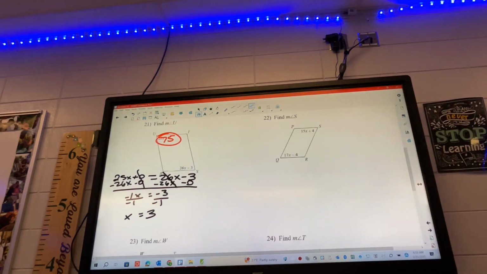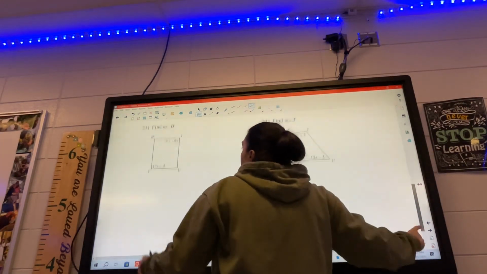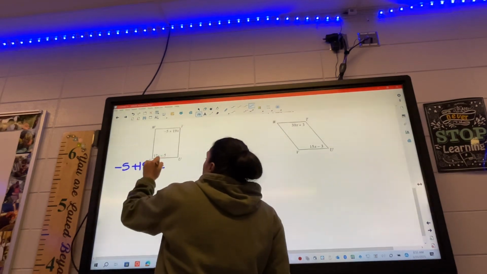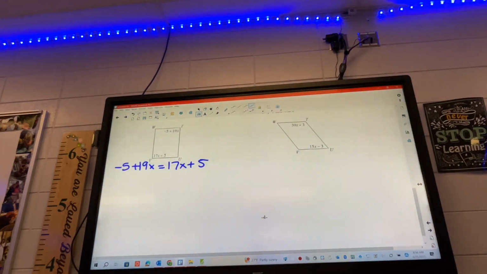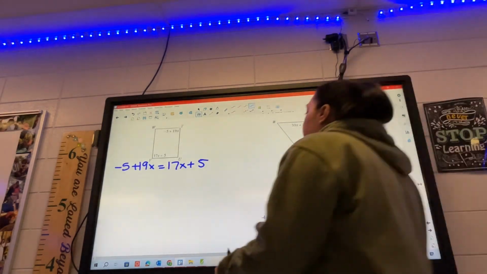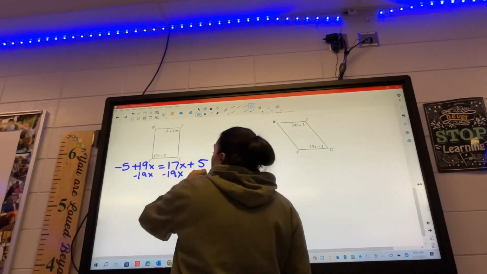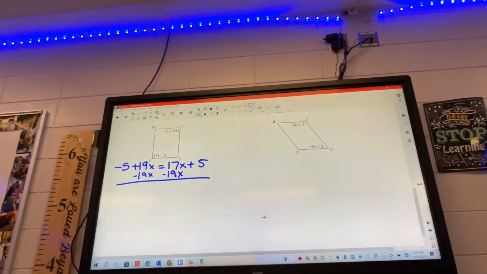Okay, 23. Are those same sides or opposite corners? Opposite corners, so we're gonna set them equal to each other. So I got negative 5 plus 19x equals 17x plus 5. Okay, we're gonna move our letters to the left and the numbers to the right. Who's getting moved? The 19. Who else? Opposite way, 17.